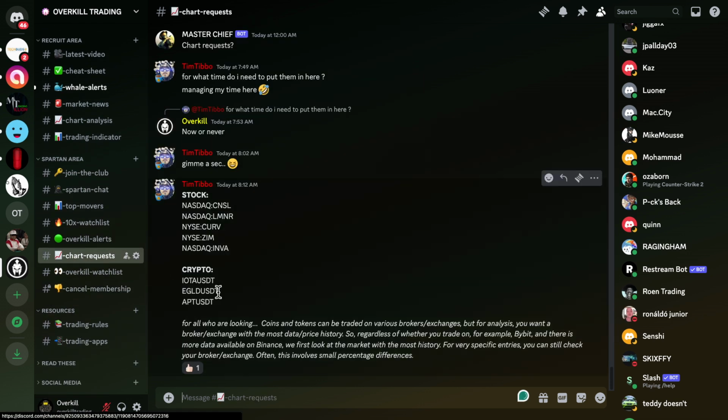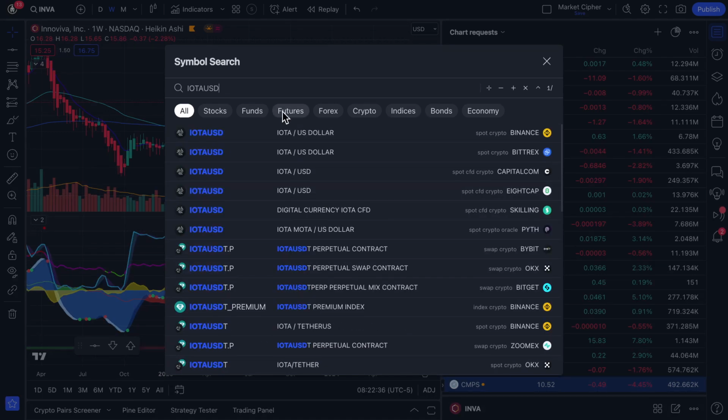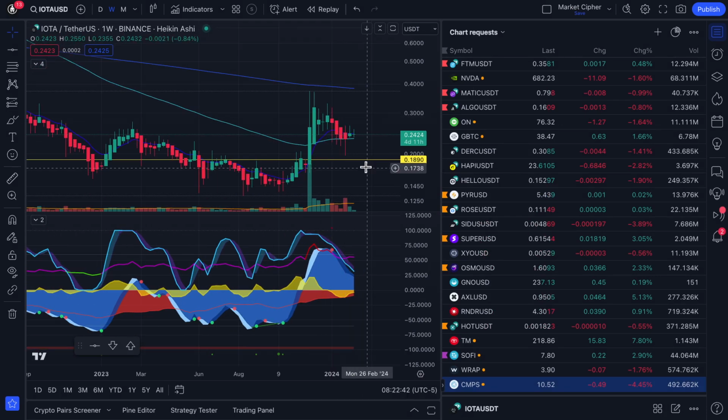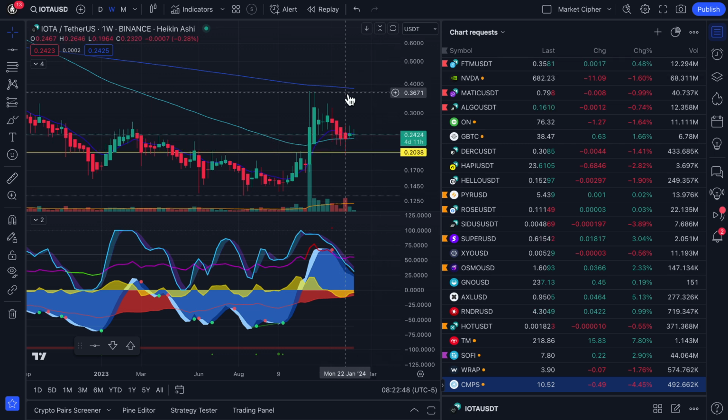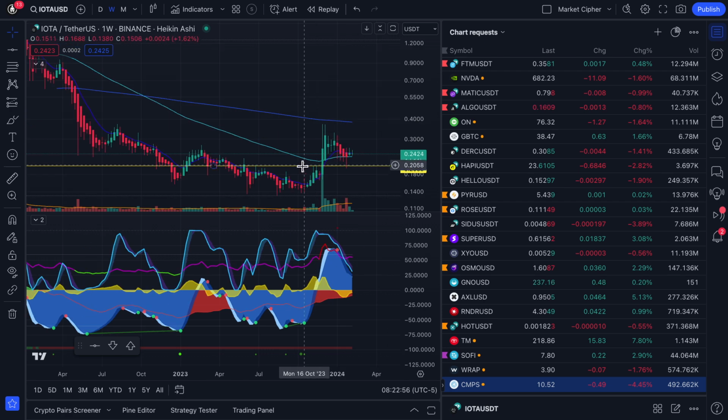What else we got? Crypto, IOTA. IOTA. Can't buy IOTA on Coinbase either, huh? IOTA's setting up nice. I like the setup here. Okay, couple green candles. We got a stop loss at about 20 cents. It's about a 20% dip from where we're sitting. So again, you could play this because we're sitting on the 50, average down if it continues to drop. But I mean, this thing looks good.